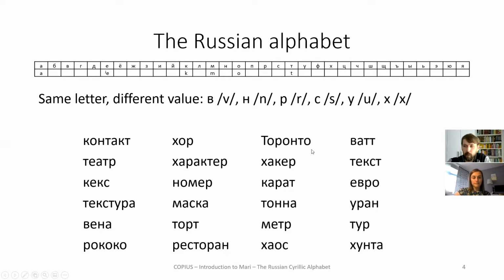Торонто, Toronto. Хакер, hacker. Карат, carat. Тонна, ton. Метр, meter. Хаос, chaos. Ватт, watt. Текст, text.